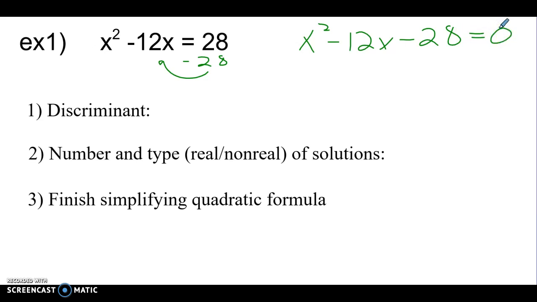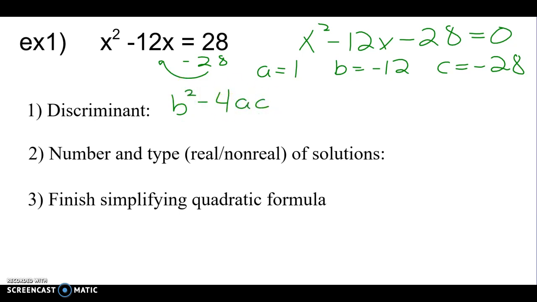So I like to identify what is A. What is A? 1. What is B? -12, and C is -28. So we're going to kind of do this in 3 steps. This is what your test will look like. So the discriminant is b squared minus 4ac.